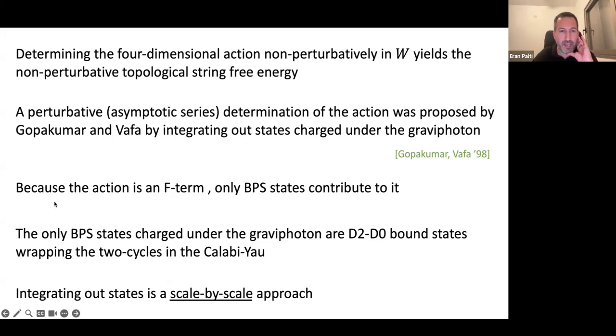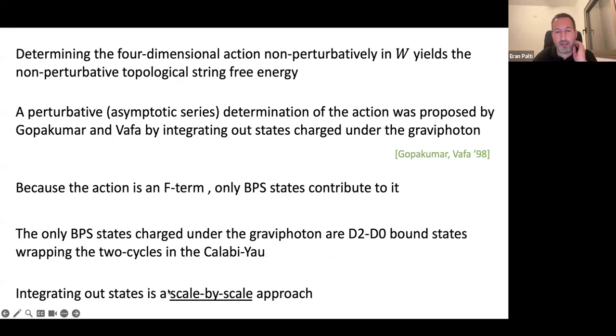And now, because the action is an F term, the only states that can contribute are BPS states. And the only BPS states in type 2A string theory charged under the graviphoton are D2, D0 bound states wrapping 2-cycles in the Calabi-Yau manifold. And so what they said is integrate out D2, D0 bound states on these 2-cycles in this Calabi-Yau. That will give you corrections to the effective action. And that way you can calculate the effective action as a function of the graviphoton field strength. And then this way you can also calculate the topological string free energy.